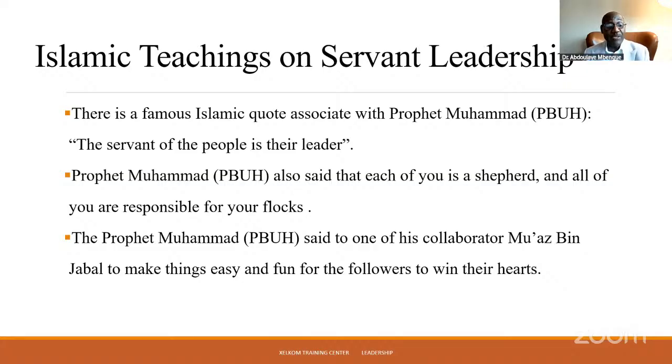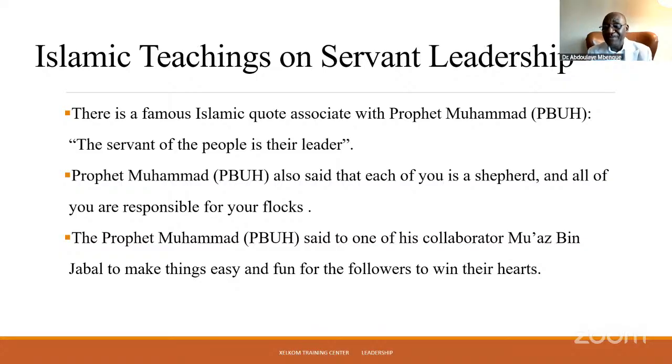And he did say not only that you are a shepherd to each other and you all are responsible for your flock, but he said to one of his collaborators, Muaz bin Jabal, to make things easy and fun for the followers to win their hearts. And there's a surah in the Quran where God is saying to the prophet, I'm glad that you were kind to them. If you were not, they would not have followed you.